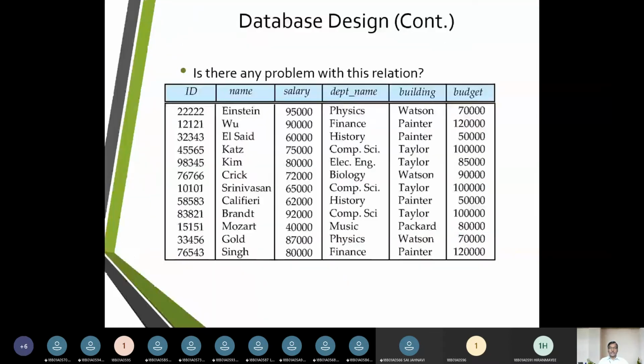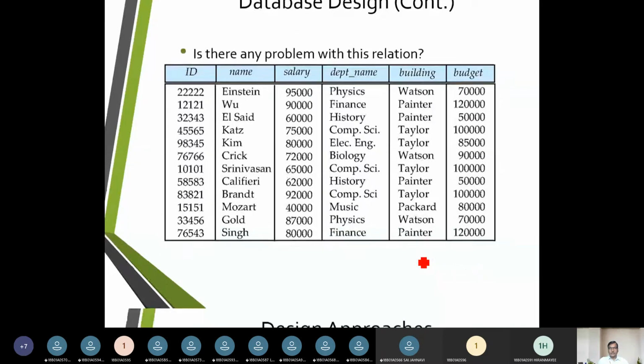So you can see a database. Is there any problem with this database? Yes, there are a few problems with this identifier, name, salary, building, or department.